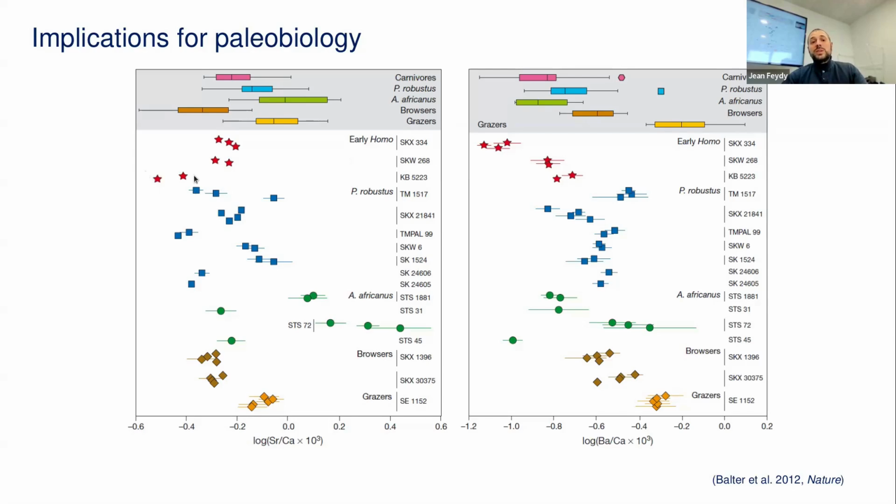So the implication is, if you can better separate humans, Australopithecus and Paranthropus, then you can better understand what they were eating, what they were doing, or how they were living. And then, of course, you can better understand human evolution in general.